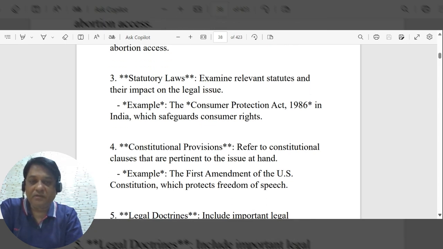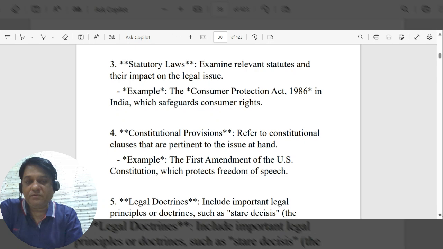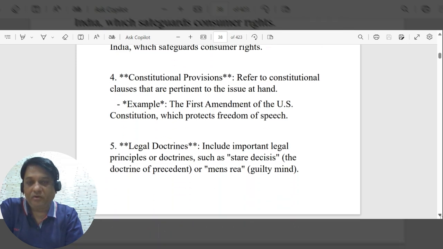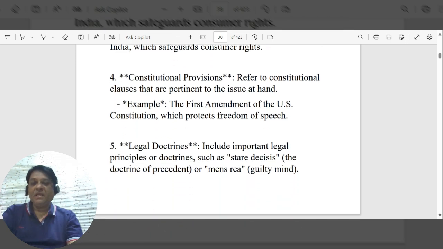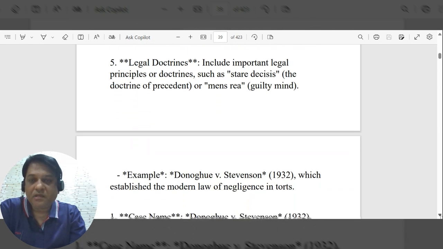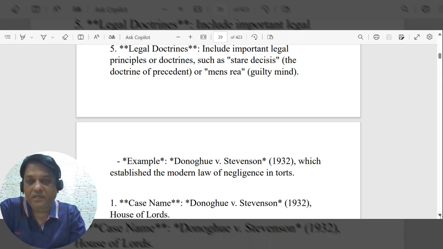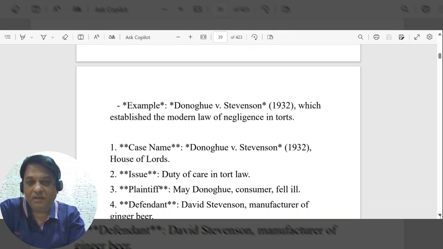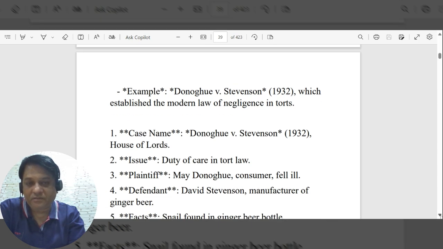Statutory laws, examine relevant statutes and their impacts on the legal issue. Example, the Consumer Protection Act 1986 in India, which safeguards consumer rights. Constitutional provisions, refer to constitutional clauses that are pertinent to the issue at hand. Example, the First Amendment of the US Constitution, which protects freedom of speech. Legal doctrines include important legal principles or doctrines such as stare decisis, the doctrine of precedent, and mens rea, guilty mind. Example, Donoghue versus Stevenson, which established the modern law of negligence in tort.